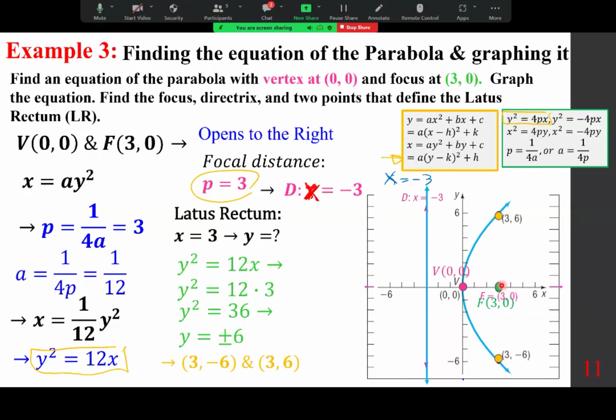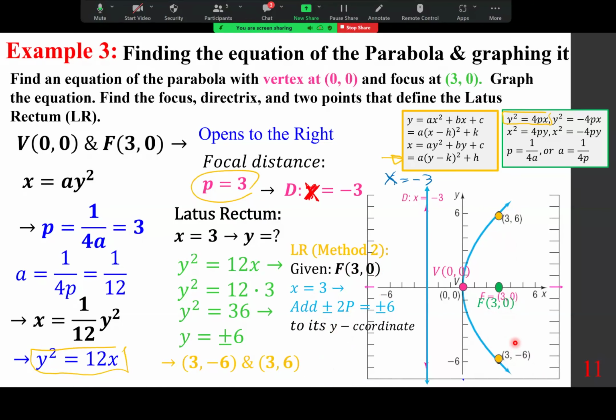So go back to the focus. Here's the second method. Given the focus with coordinates 3, 0, which makes the x coordinate 3, add plus or minus 2 times p, which means plus or minus 6, to its y coordinate. The y coordinate is 0. Add 6, subtract 6, and you get those two points. Again, I'm showing you both methods. You figure out which method you want to use or which one is easier.